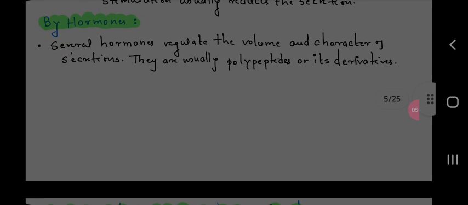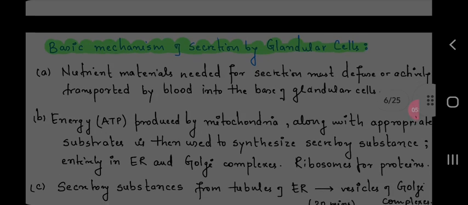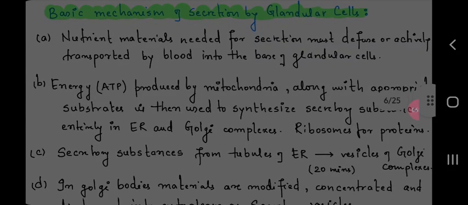By hormones: several hormones regulate the volume and character of secretions. They are usually polypeptides or their derivatives. Basic mechanism of secretion by glandular cells. Nutrient materials needed for secretion must diffuse or be actively transported by blood into the base of glandular cells. Energy, ATP produced by mitochondria along with appropriate substrate, is then used to synthesize the secreting substance in the endoplasmic reticulum and Golgi complexes, with ribosomes for proteins.